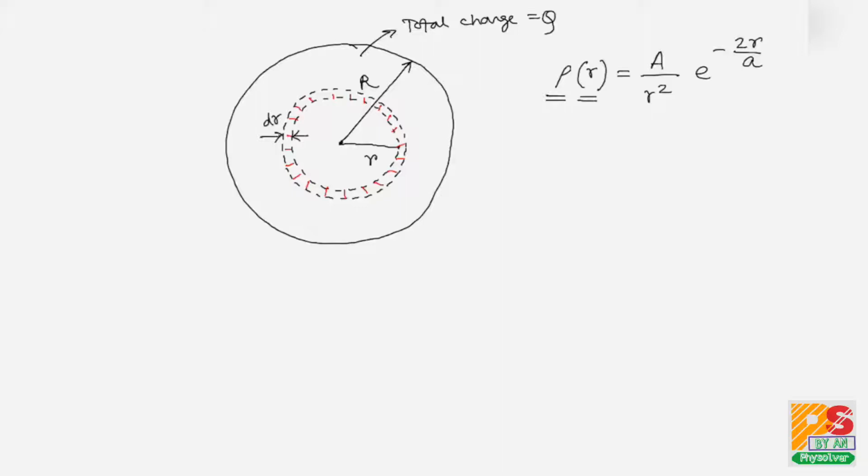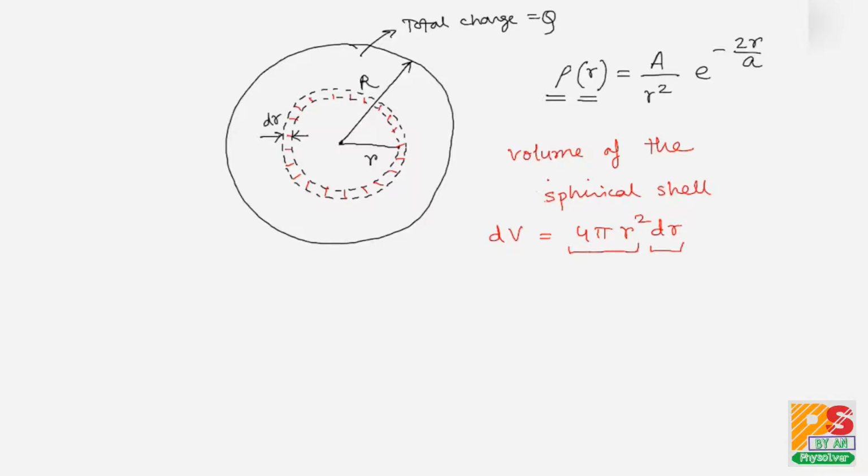Now we have to first find the volume of this annular sphere, or spherical shell. The volume of the spherical shell is nothing but 4 pi r square into dr, that is area into thickness.